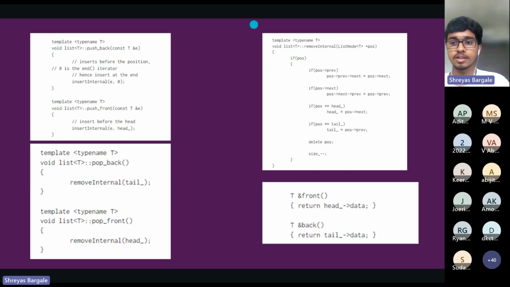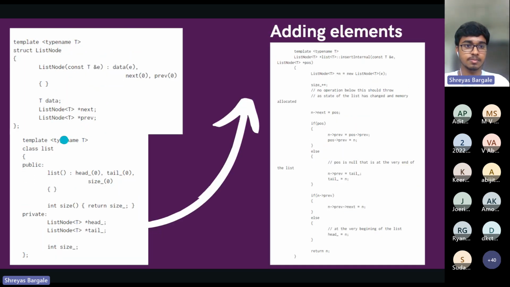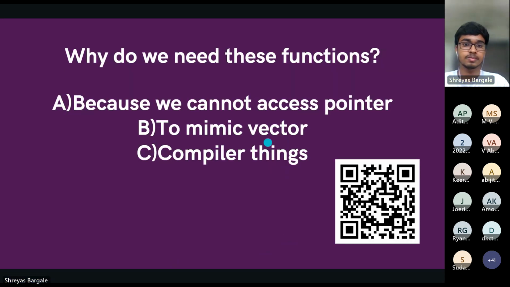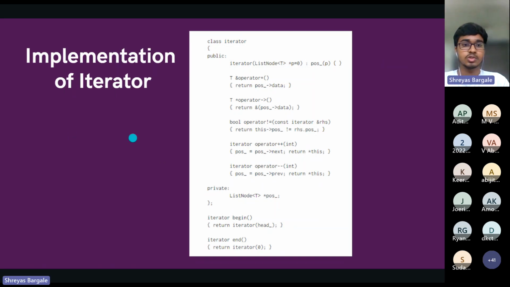Okay, fine. So 14 of you have voted, and the majority vote is because we cannot access pointers. So that's right. When we define the structure, all this data is private. Because of that, we need all these functions so that we can access elements in the list and perform functions on them. So now we will have a brief look at the implementation of an iterator.